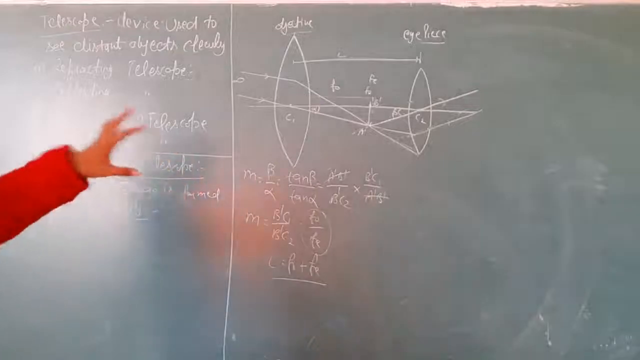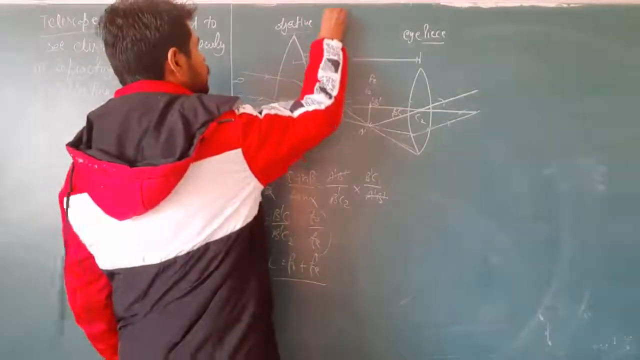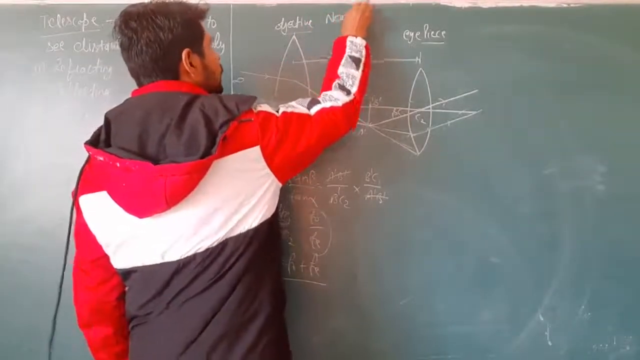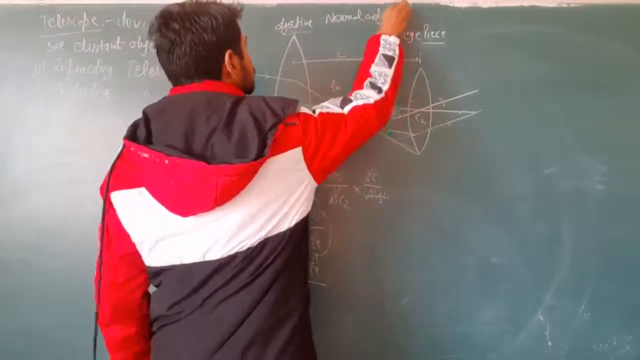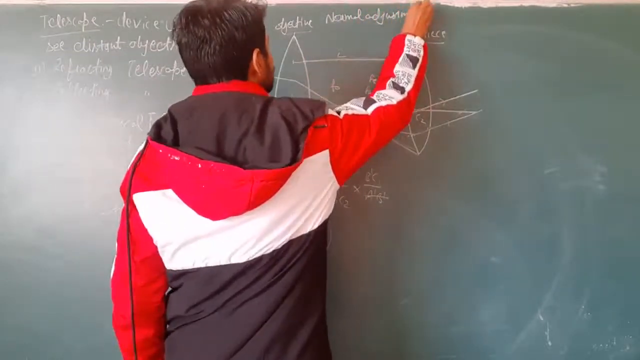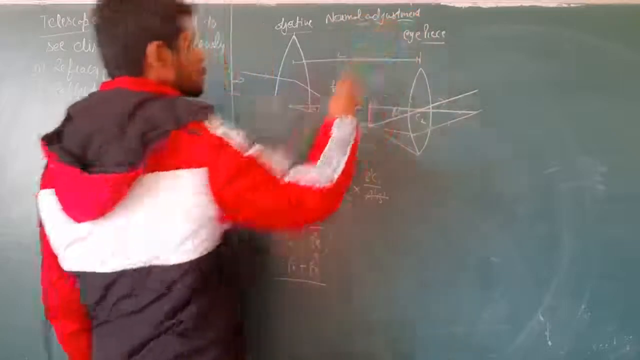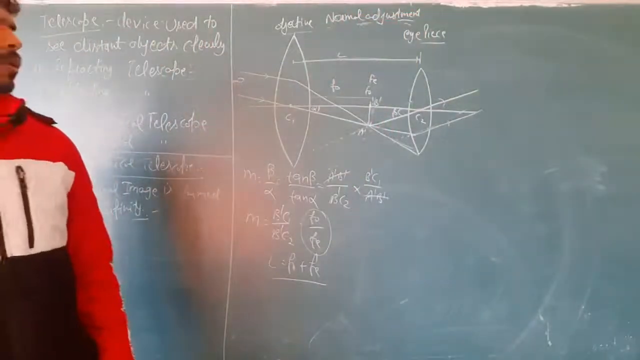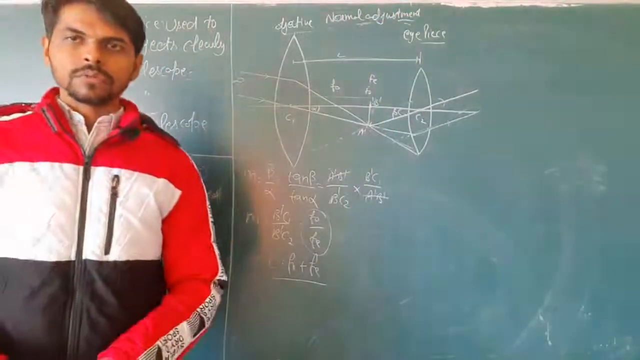Also this is called normal adjustment of the telescope. When the final image is formed at infinity, this is called normal adjustment of a telescope. Telescope की normal adjustment भी इसको बोला जाता है. Okay.